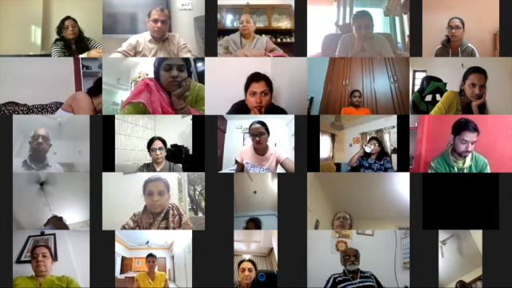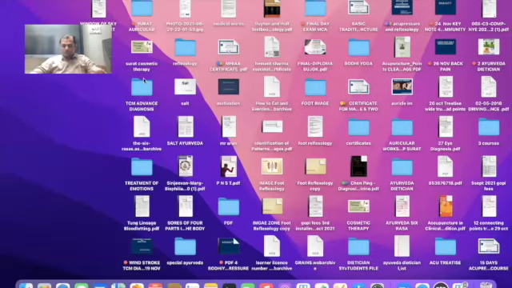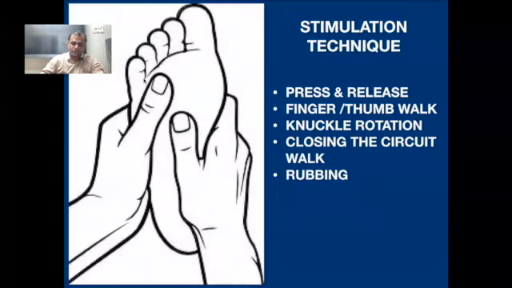Now the third technique, which is very important, I will tell you now. Slowly, I will introduce you to more techniques. So let's see here. First is press and release: press, hold, and release. Second is finger and thumb walk. We should remember this.